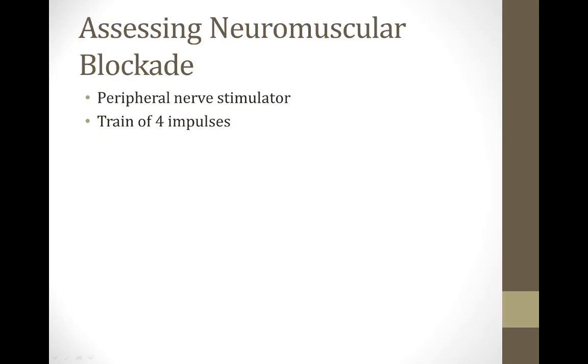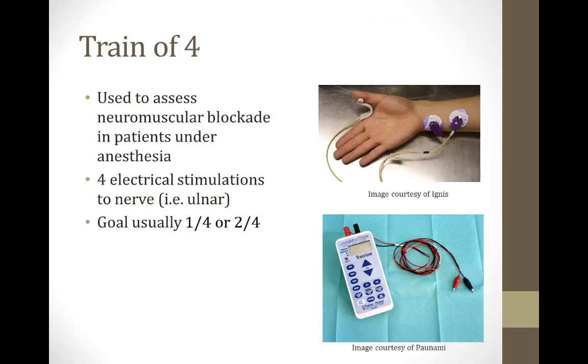The other thing I want to tell you about is how you assess neuromuscular blockade. So if you have a patient who's put to sleep and you administer a neuromuscular blocking agent, how do you know if you've given them enough? And the way you do this is by testing them with something called a peripheral nerve stimulator. You give 4 impulses to a nerve and you see how much they react. So this is called the train of 4, and I've shown you a picture of it right here. You put these little stimulators on the patient's wrist, and then it sends a little electrical jolt and it makes the fingers contract. And this is how you assess neuromuscular blockade in patients under anesthesia.